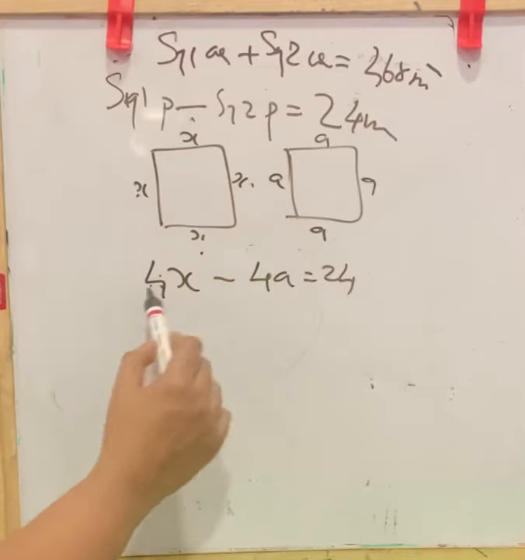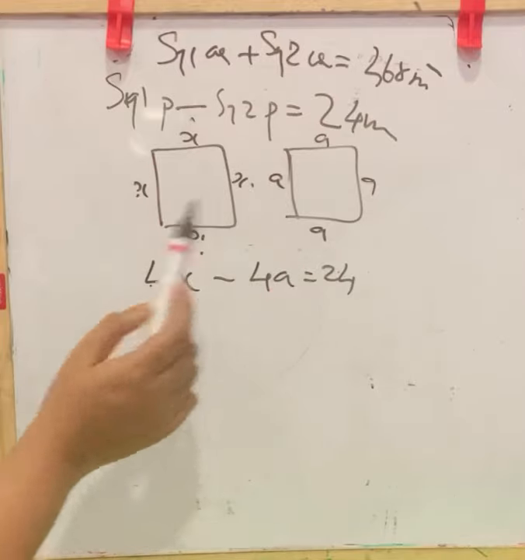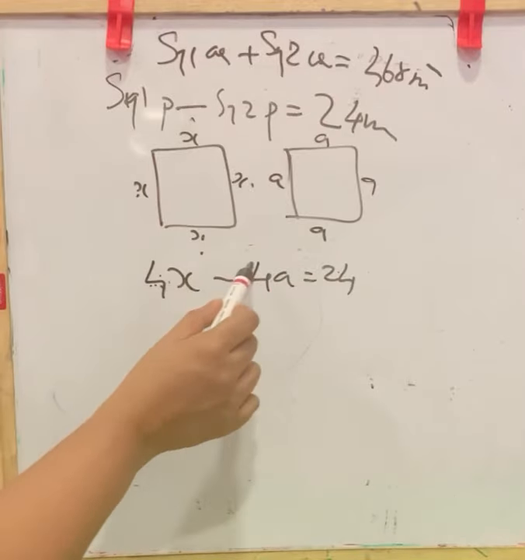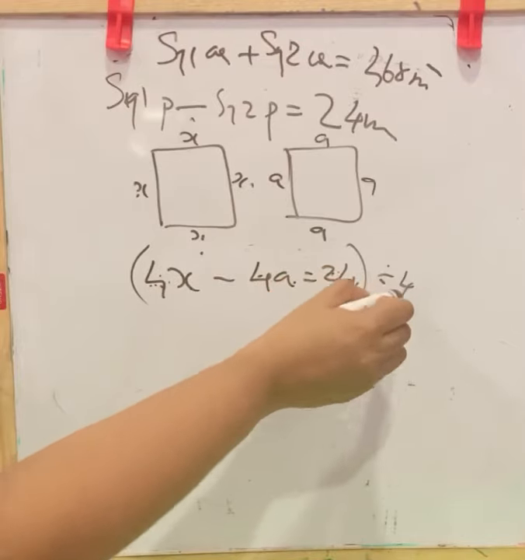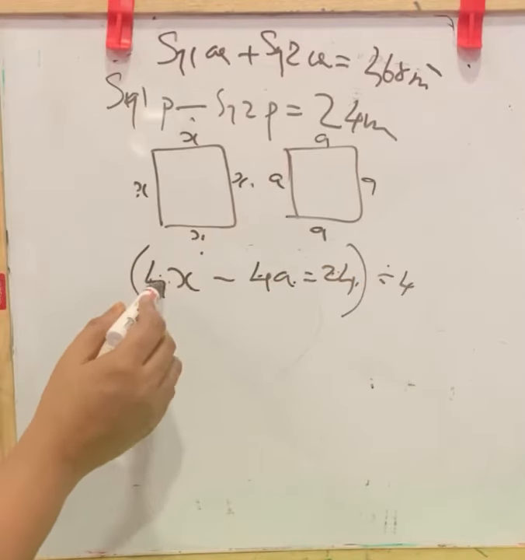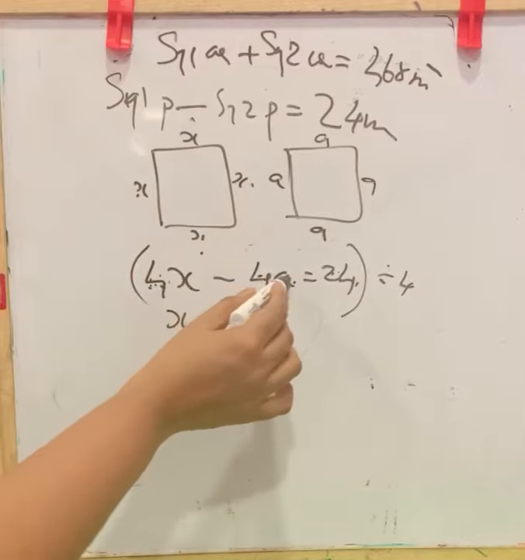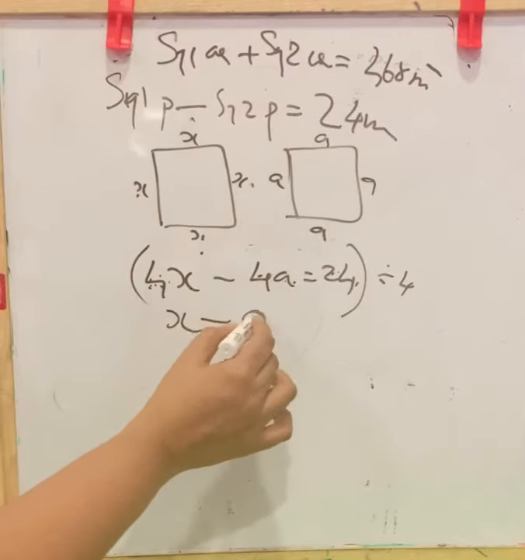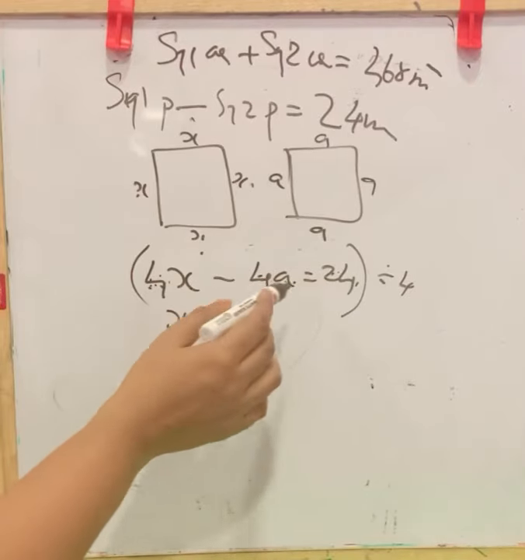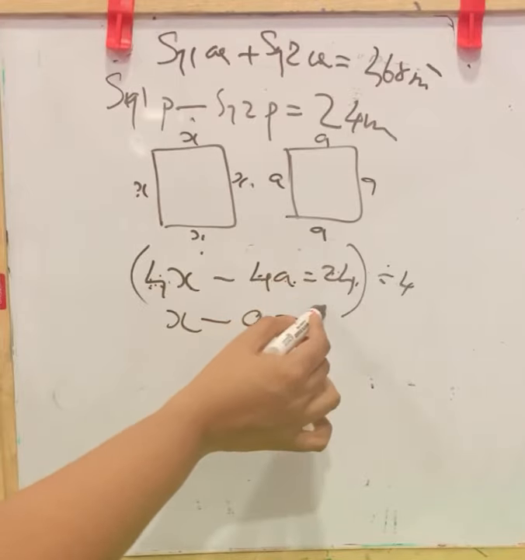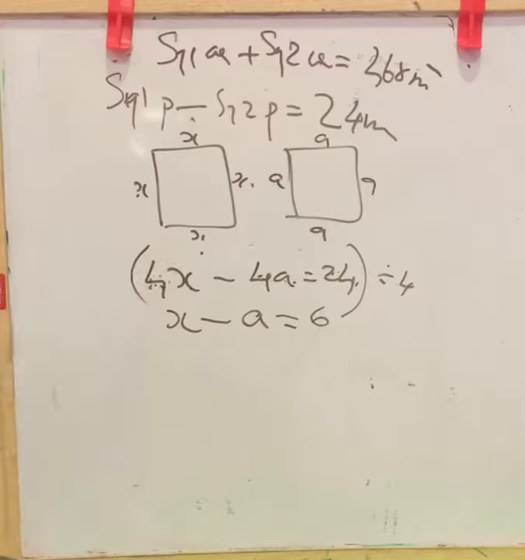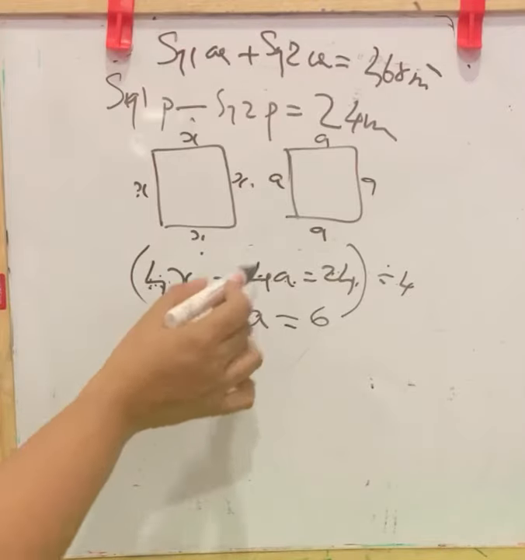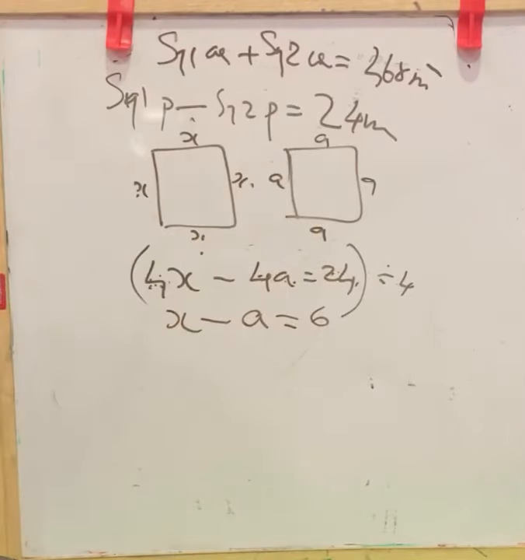Here in this equation each term is a multiple of 4, because it is 4x, 4a and 24. So we can reduce it by dividing by 4. This becomes 4 divided by 4 is x, minus 4a divided by 4 is again a, because 4 divided by 4 is 1, equal to 24 divided by 4 is 6. This is the reduced equation. That is x minus a, the side of the square, equal to 6.